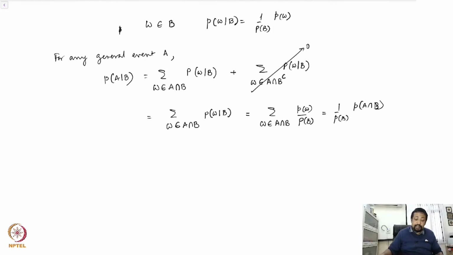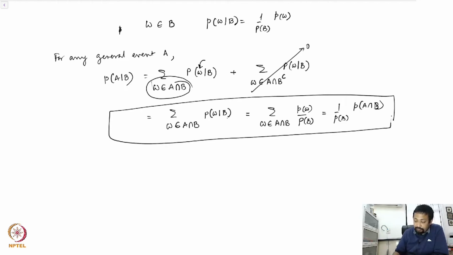And then if you consider any general event A, P of A given B has happened is essentially the sum of the probabilities of an outcome omega given that B has happened, such that omega belongs to A intersection B and A intersection B complement, but this probability is 0. Then this expression I can further write down. I can substitute for P omega given B, and essentially you get this nice result.